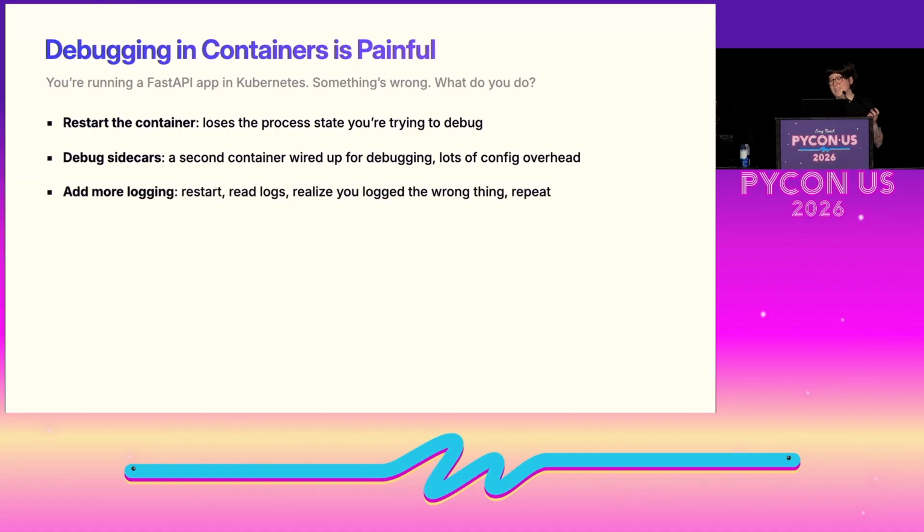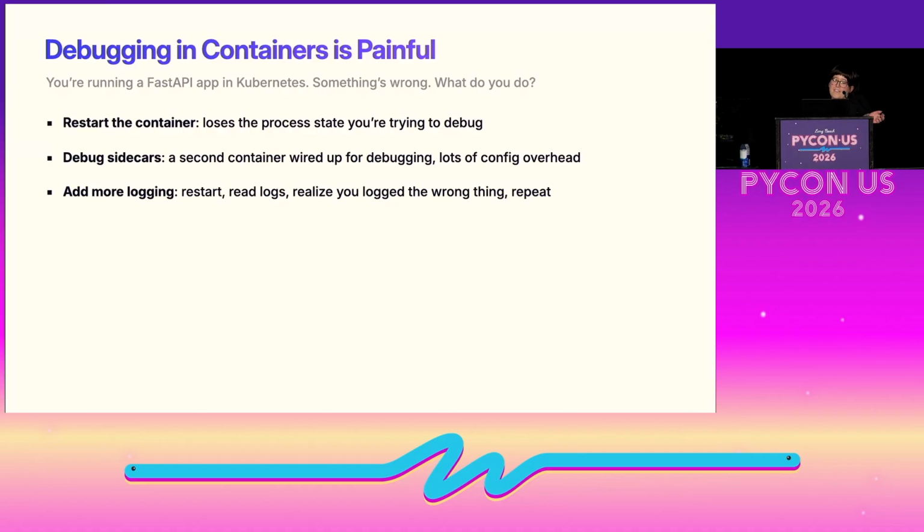Another option is to add more logging, or print and pray, and we've all been there, no shade. But we can add a statement, restart and reproduce the bug, and maybe realize we logged the wrong thing, and then do it again and again. And for async race conditions or stateful issues, you often can't add enough logs to actually see what's happening.